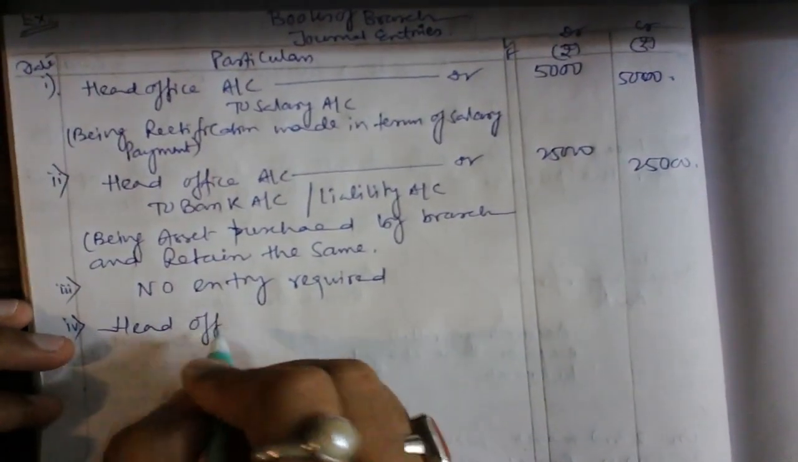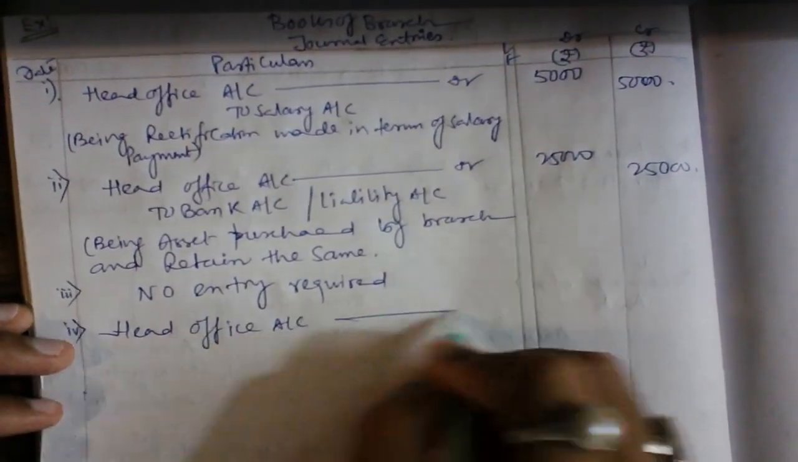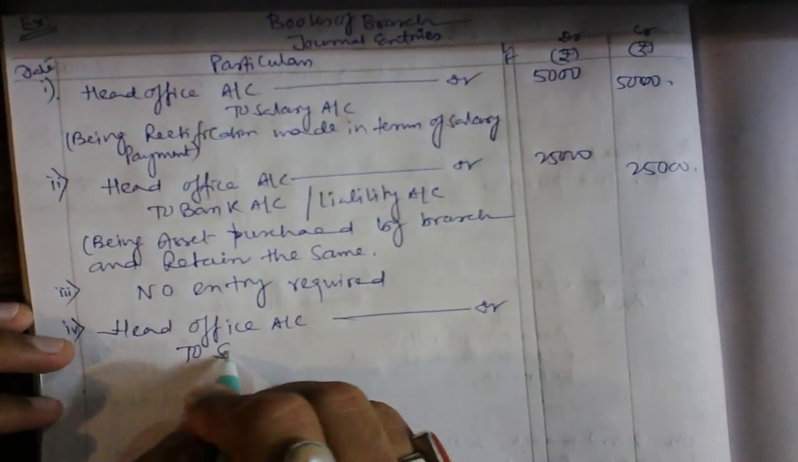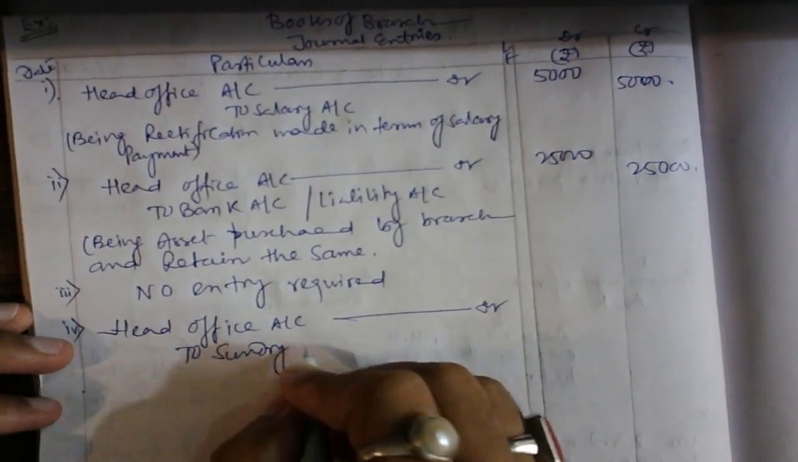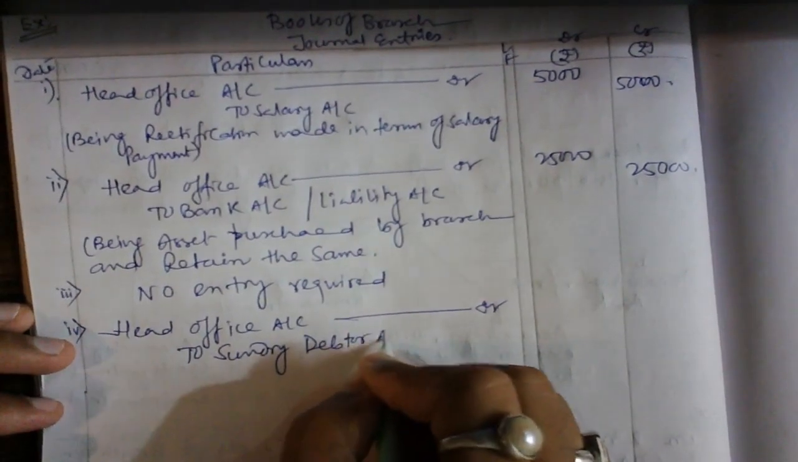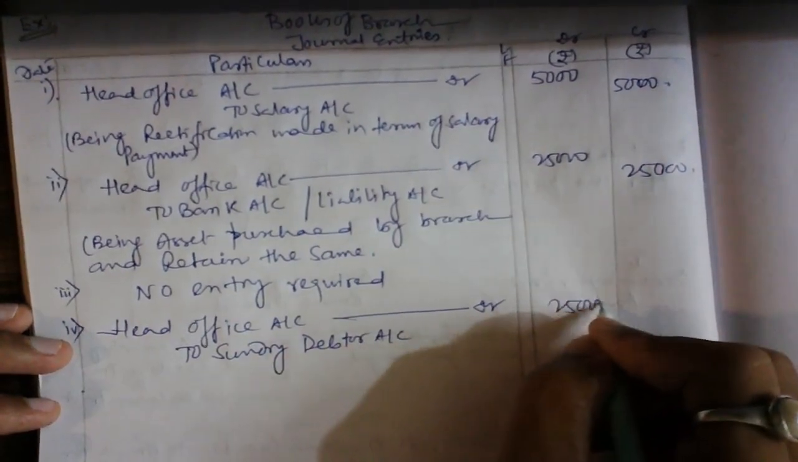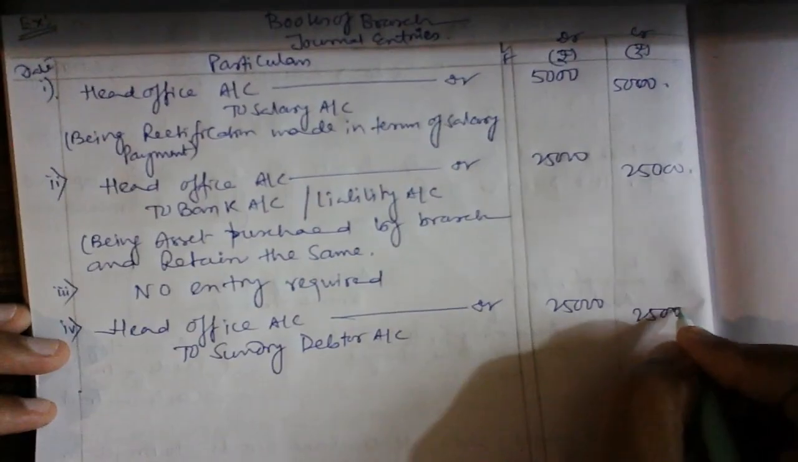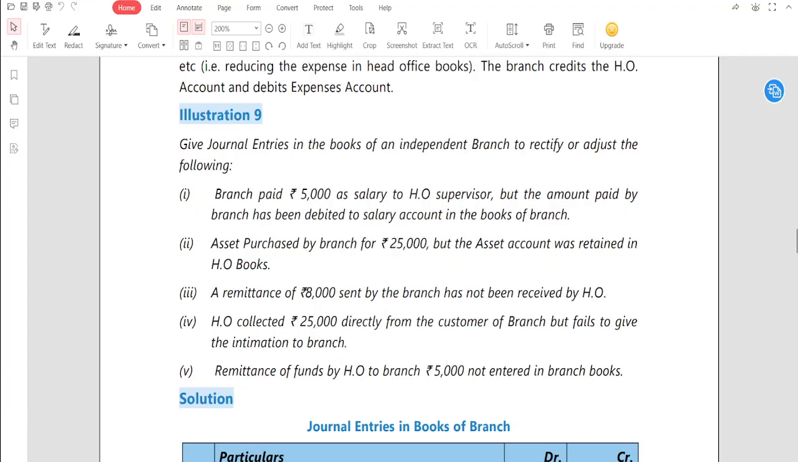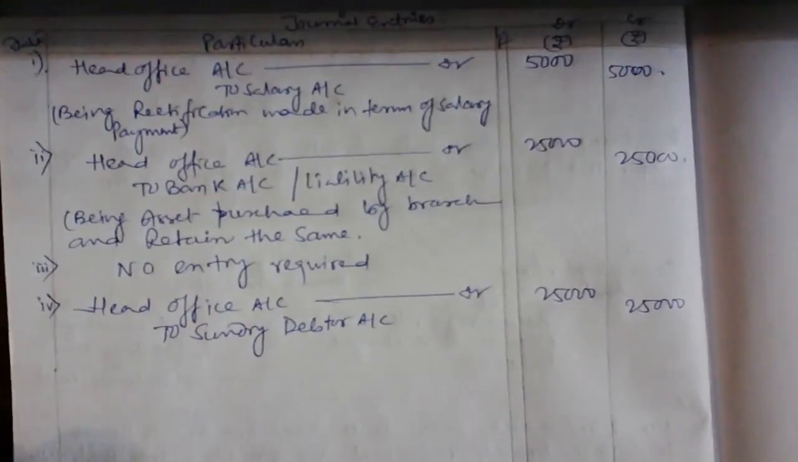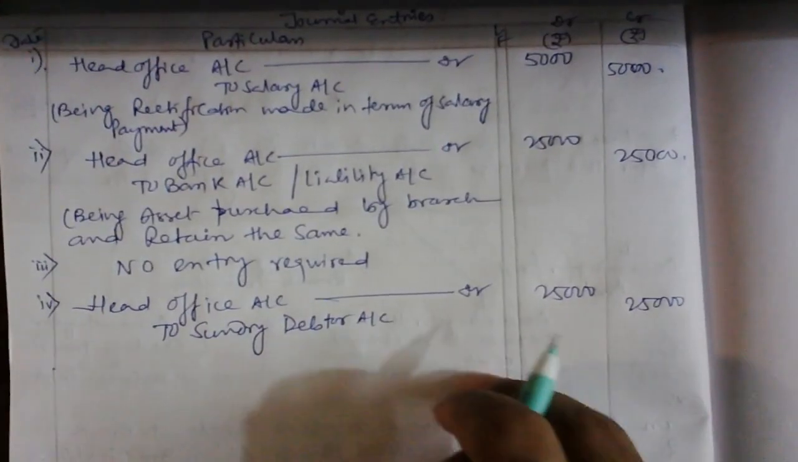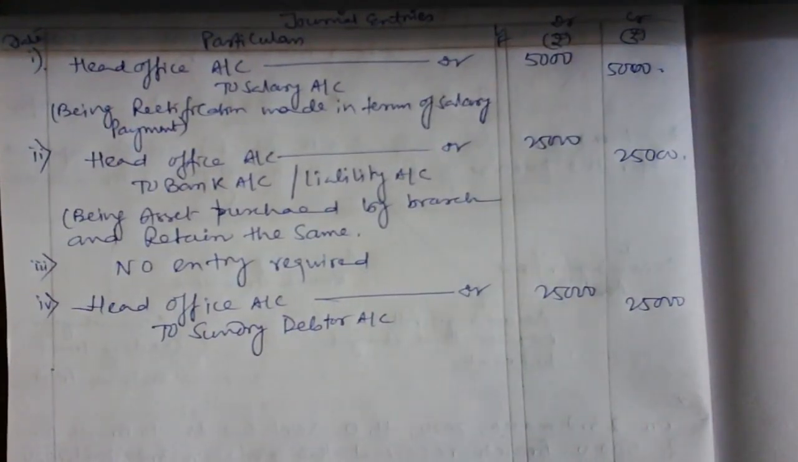हेड ऑफिस अकाउंट डेबिट टू संडे डेटर. Don't put branch debtor here. कितना था? 25,000 था ना? Yes, 25,000 है. Now next journal, remittance of fund by HO to branch 5,000 not recorded in the branch books. अच्छा ओके. In this particular case ये तो हो गया, ये नोट कर लीजिए एक बार, गाइस, जल्दी जल्दी नोट कर लीजिए एक बार.